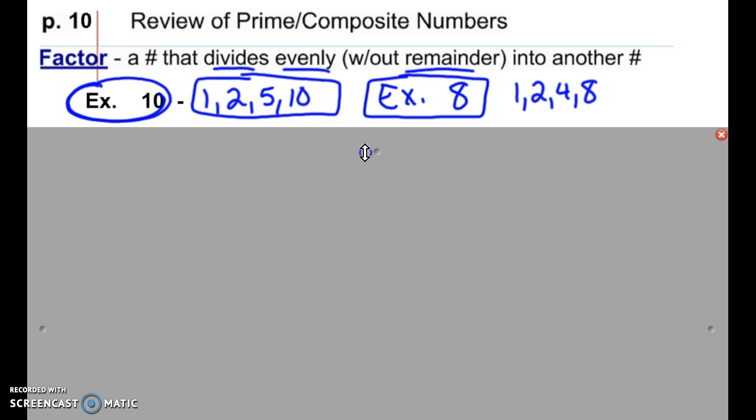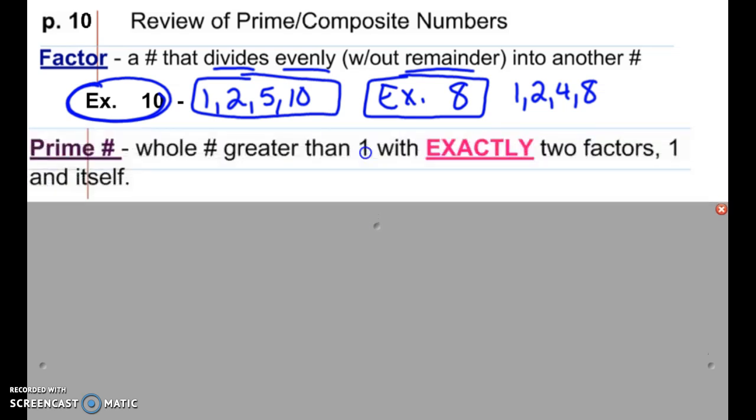Now that you know what a factor is, we're going to review from 5th grade what prime and composite numbers are. Pause your video and copy this neatly onto page 10 of your notebook. So you should have copied neatly that a prime number is any whole number greater than 1. That's going to be important, with exactly, no more, no less, but exactly 2 factors. And those factors will be 1 and the number itself.